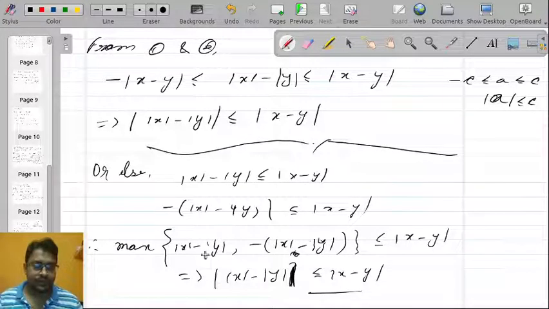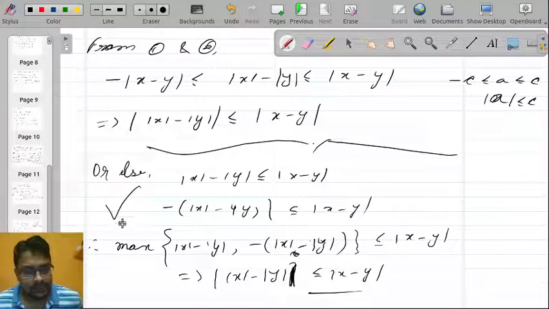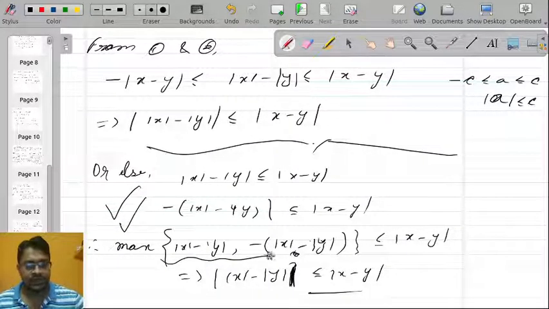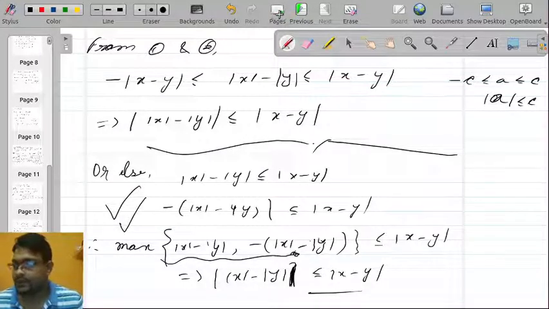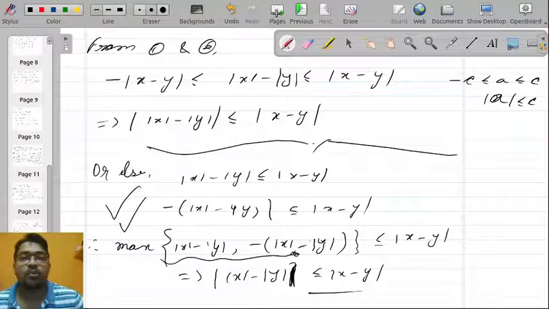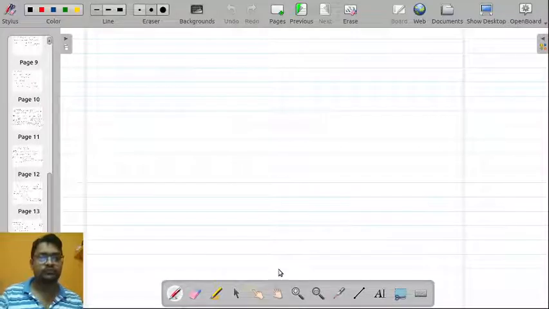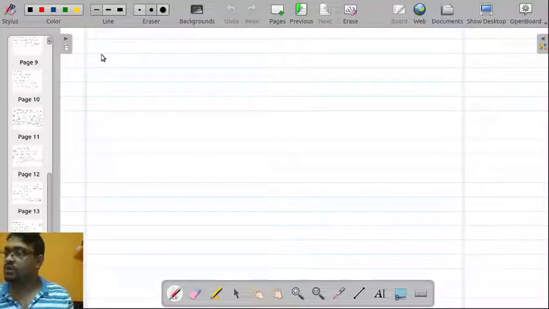Right, so if you are getting confused with maximum of this too, I think this is more clear. In many of the cases this is also helpful. So we can do it in any of the methods. So these are the properties of modulus we have done. Let me just see whether there are others. There are a few more properties which we can do.